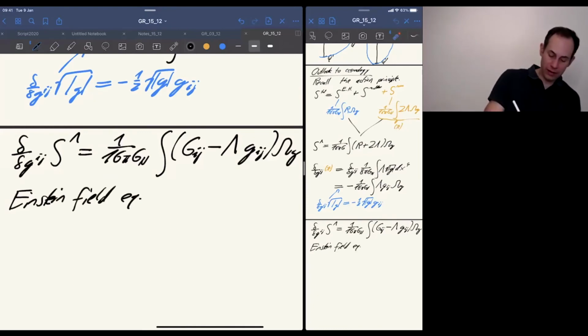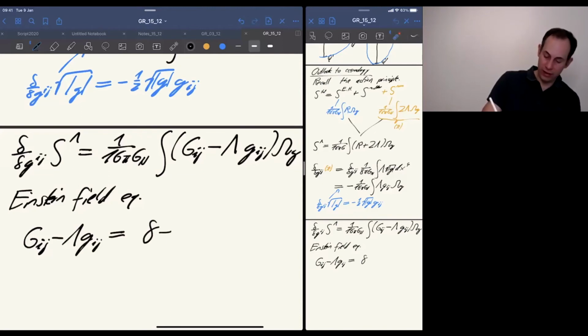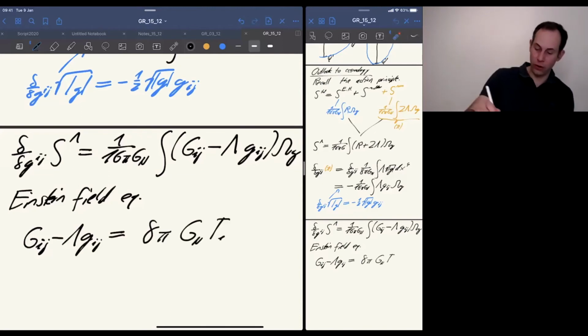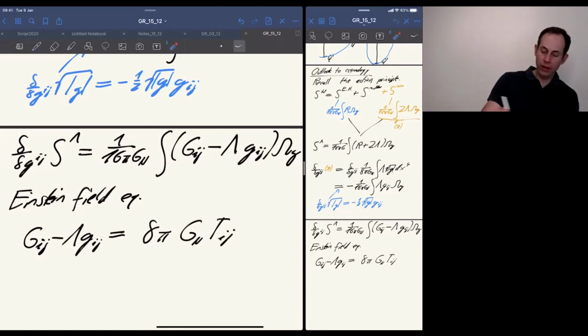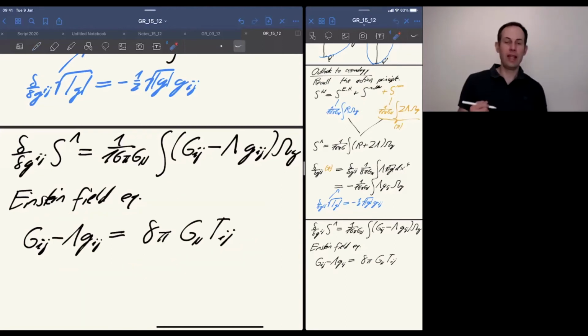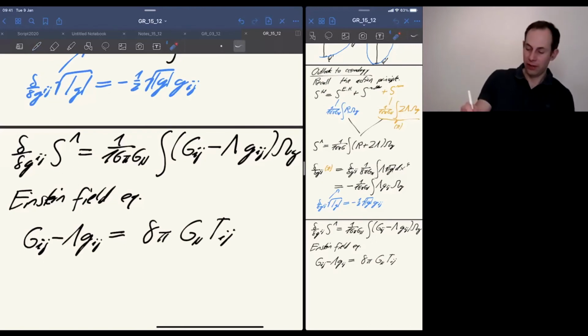So I get this term that is in the integral. The integral can only be 0 for all variations if it's 0 everywhere. And on the other side, I just get 8 pi G Newton Tij. So that's the term that I now didn't put, but that just comes out of the variation of the matter. So these are the full Einstein field equations if we include in the action this additional term that I introduced. So actually there's nothing different from the derivation we did before. I just added this and now we got this additional term.